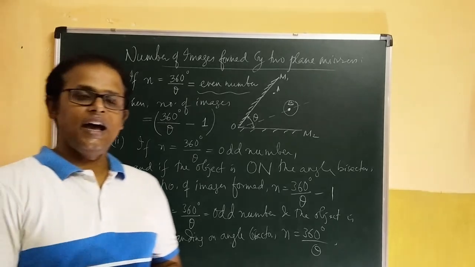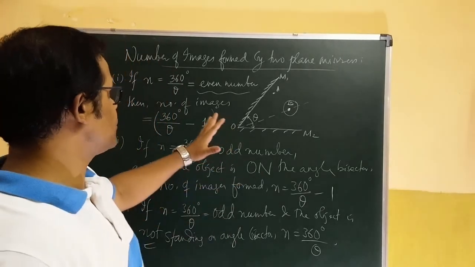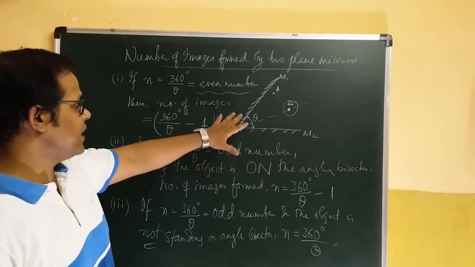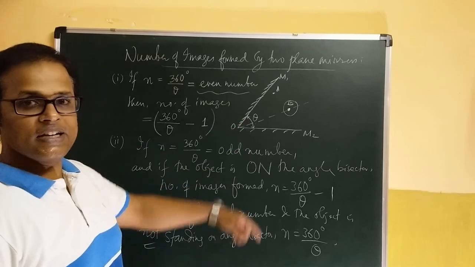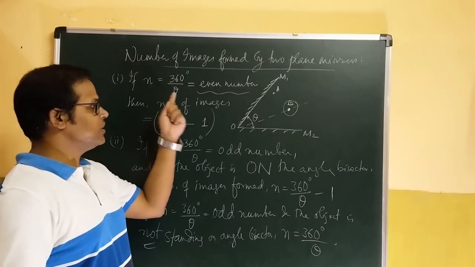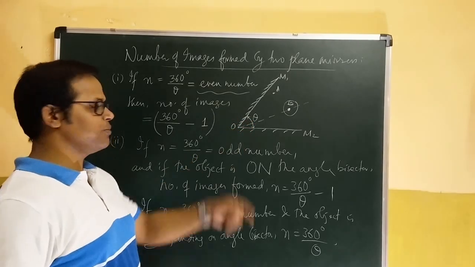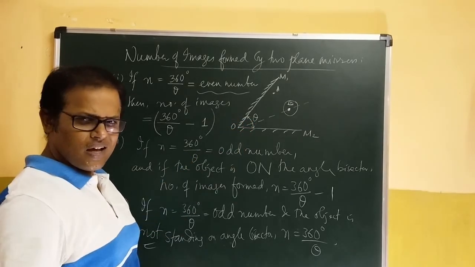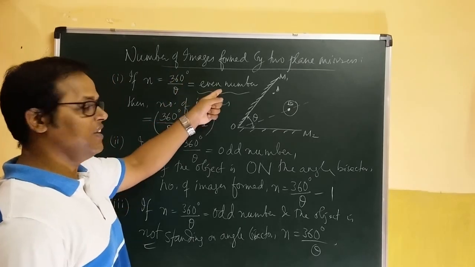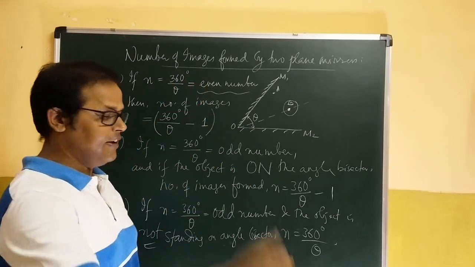All right, I hope I was clear enough in discussing this topic, how to calculate the number of images formed by plane mirrors when you know that these two plane mirrors are inclined at a certain angle of theta. It's very easy to see by using this calculation. If theta is equal to 60 degrees, how many images are formed by these two plane mirrors for a given object? The answer is 360 by 60 would have given me 6, and 6 is an even number. 6 minus 1, the number of images would have been 5.